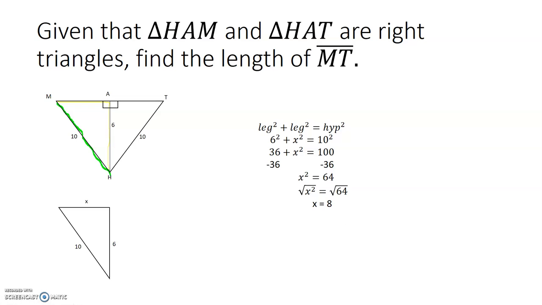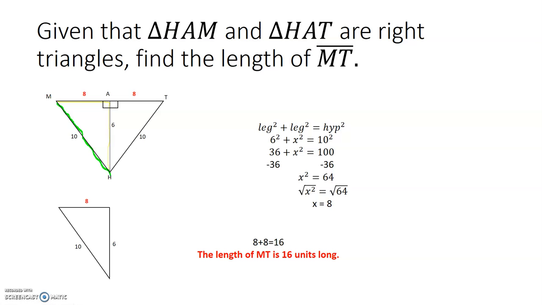Unfortunately, that is not our final answer, but it does tell me that on my picture from M to A, that part is 8. And you might notice that if I have 6 and 10 there, I also have the leg 6 and hypotenuse 10 on this side. So that's actually a congruent triangle. So if this is 8, then this should be 8 too. So then if both of those are 8, to find the length of MT, I just have to add them together. So 8 plus 8 is 16, so the length of MT must be 16 units long.